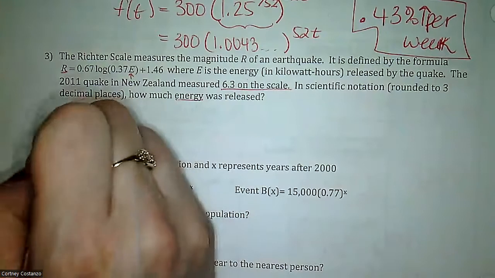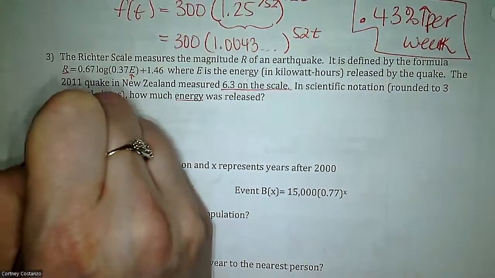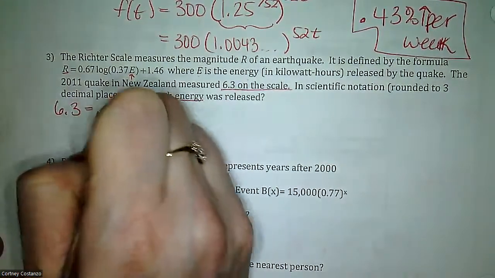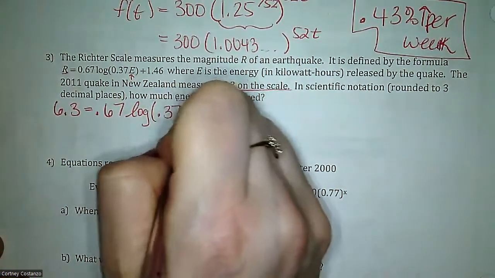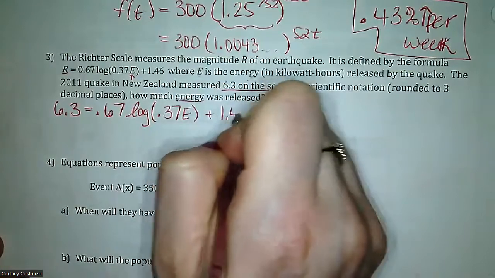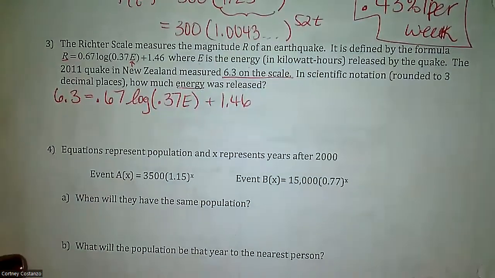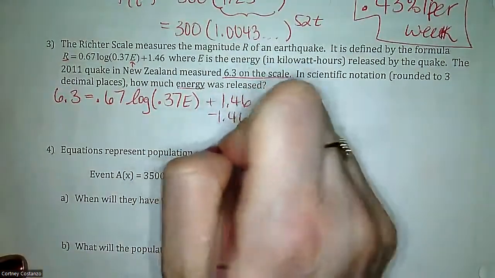All right, so let's plug and chug and let's see what we can solve here. So I'm going to substitute in our 6.3. Ooh, we got a lot of solving to do on this one. So we have to subtract the 1.46 over.